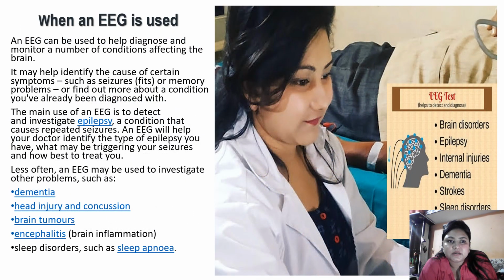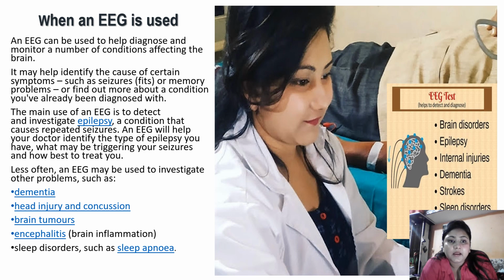An EEG can be used to help diagnose and monitor a number of conditions affecting the brain. It may help identify the cause of certain symptoms such as seizures, fits, or memory problems, or find out more about a condition you have already been diagnosed with. The main use of an EEG is to detect and investigate epilepsy, a condition that causes repeated seizures. An EEG will help your doctor identify the type of epilepsy you have, what may be triggering your seizures, and how best to treat you.